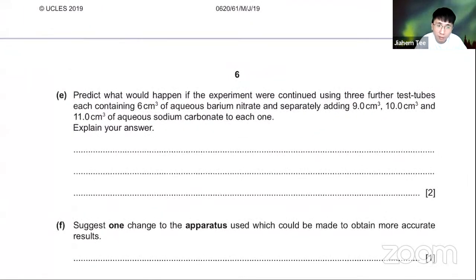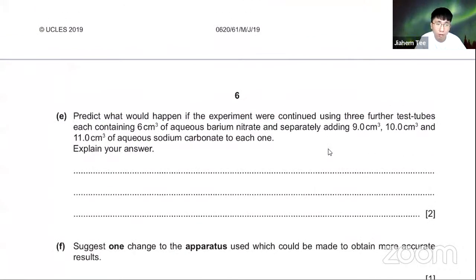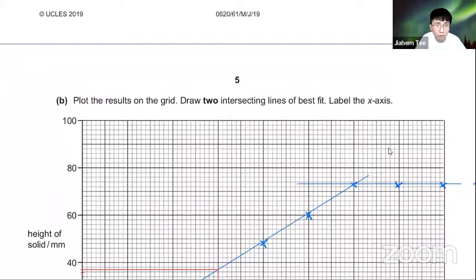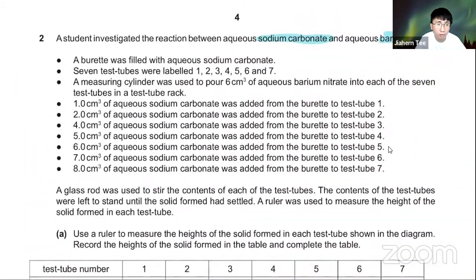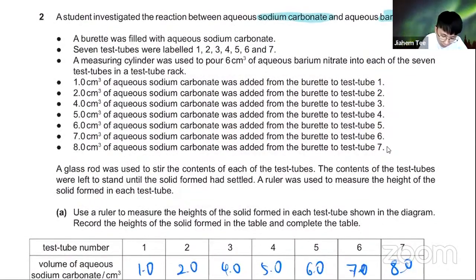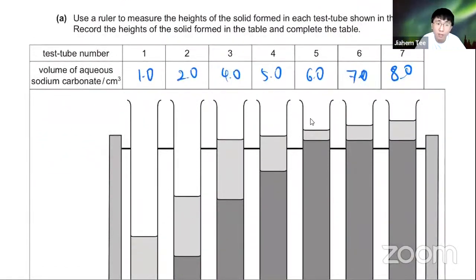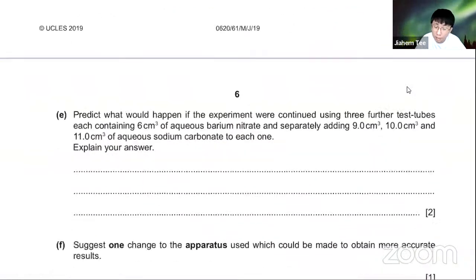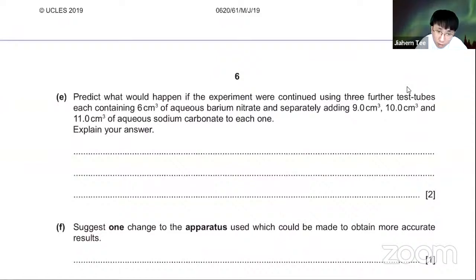Okay, moving down: predict what will happen if the experiment is continued using three further test tubes, each containing 6 cm cube of barium nitrate and separately adding 9, 10 and 11 cm cube of aqueous sodium carbonate to each one. So the barium nitrate remains the same, 6 cm cube, just that you add more sodium carbonate. But you've realized the trend is, even starting from 6 onwards, 7, 8, 9, 10, 11, everyone still produces the same amount of solid, the same amount of product. Why?